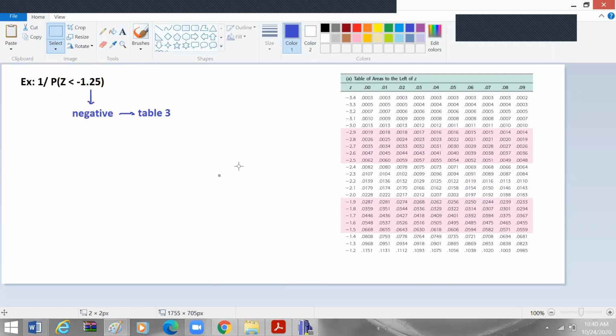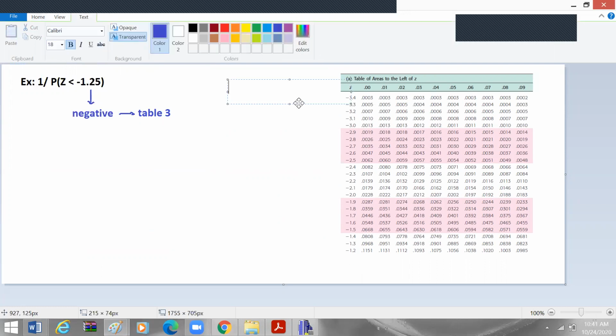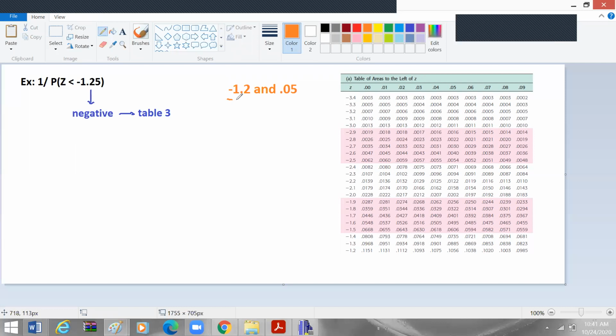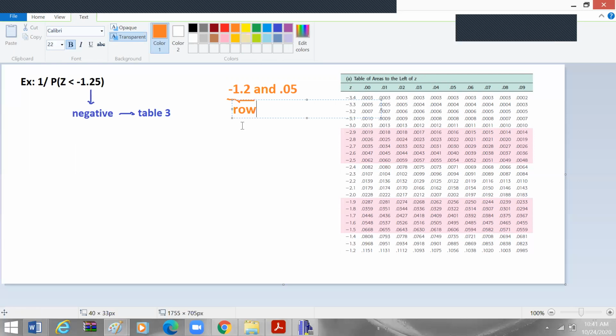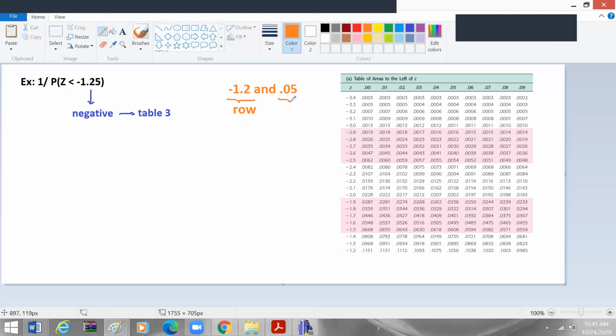The first step is to remember the first digit and then the first decimal. So we read this as negative 1.2 and 0.05. You read that as the first digit and the first decimal. Negative 1.2 has to be on the row, and 0.05 has to be on the column. So this one is on the row and this one is on the column. Are we good?